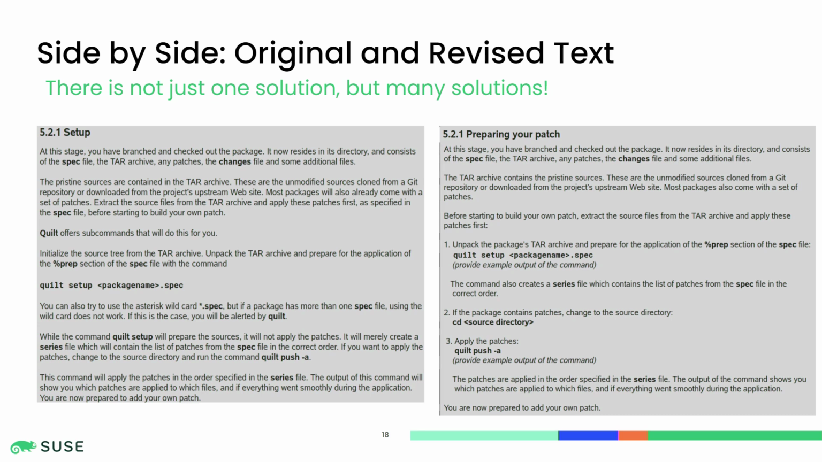So we have number 1, unpack the package's tar archive. Then we have the command that was also there in the original example. And as I said, what is still missing here is an example output for what the shell returns. That would be nice to have, but it wasn't conveyed in the original text, so we also skipped it here. Then we formulated a result, what this very command does, and we put it right below this step.